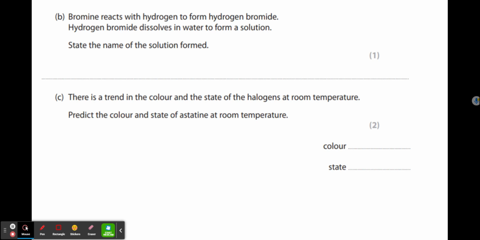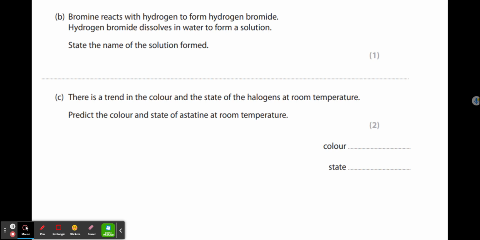Then part C says there's a trend in the colour and state of the halogens at room temperature, the halogens being the group 7 elements. Predict the colour and state of astatine at room temperature. For this one, we need to think about the trend going down the group. We start at the top of the group with fluorine, a very, very pale yellow gas.